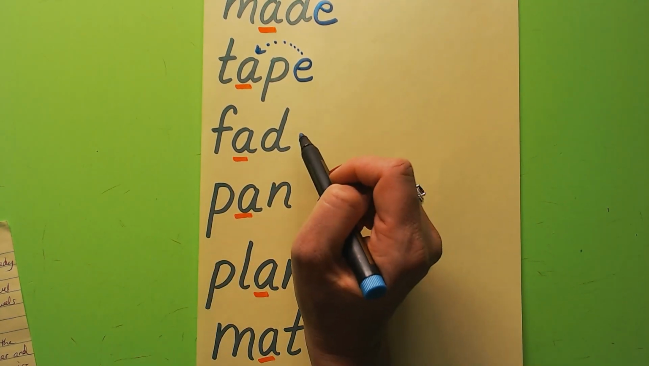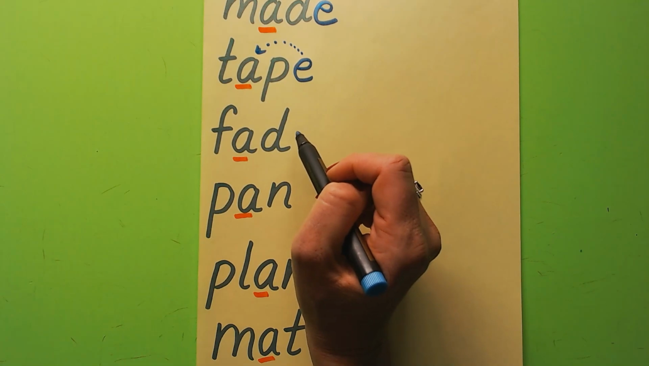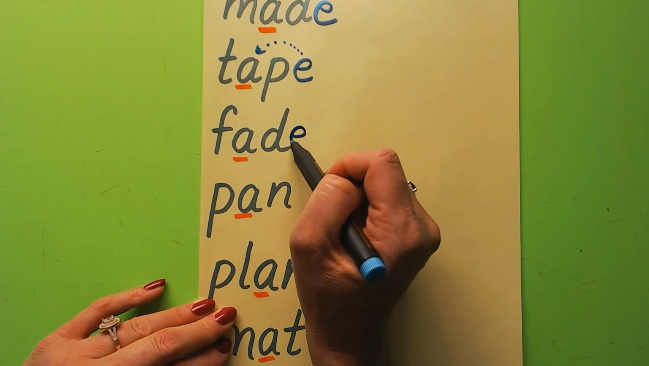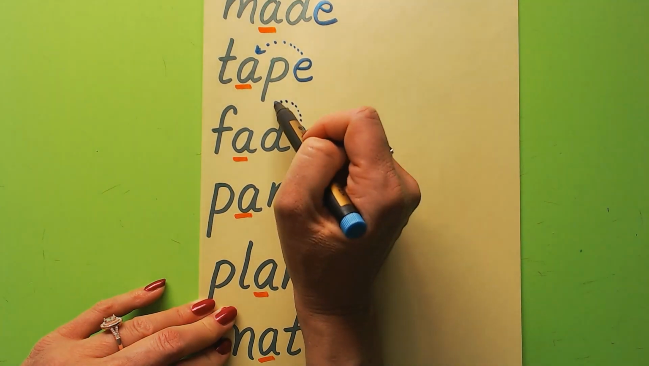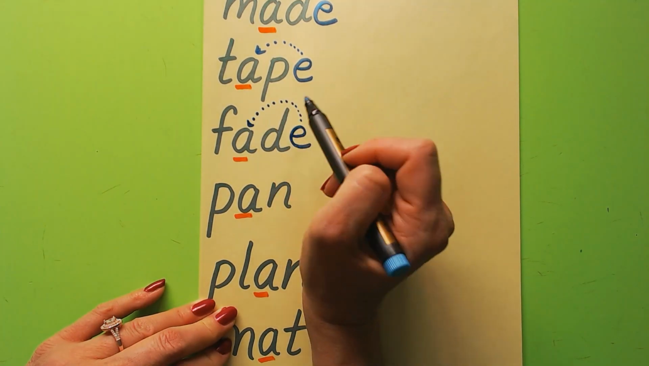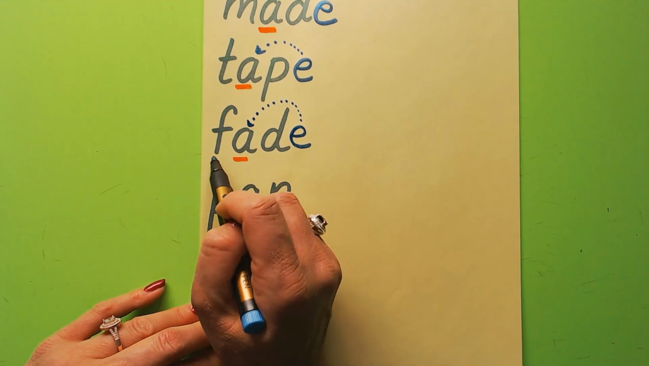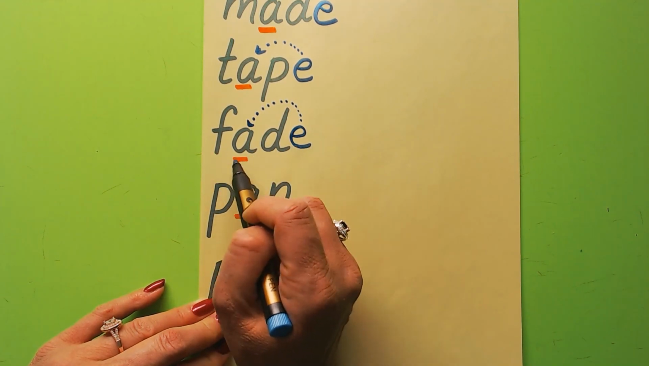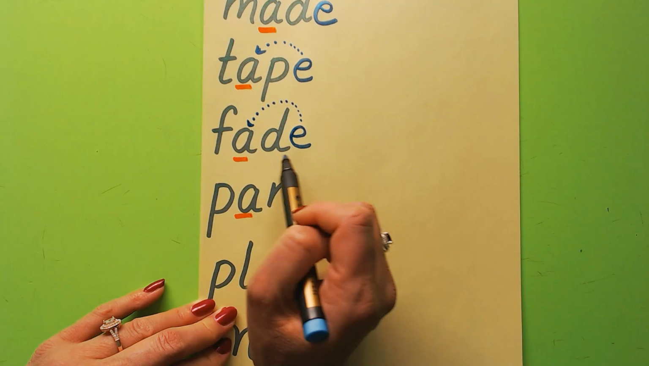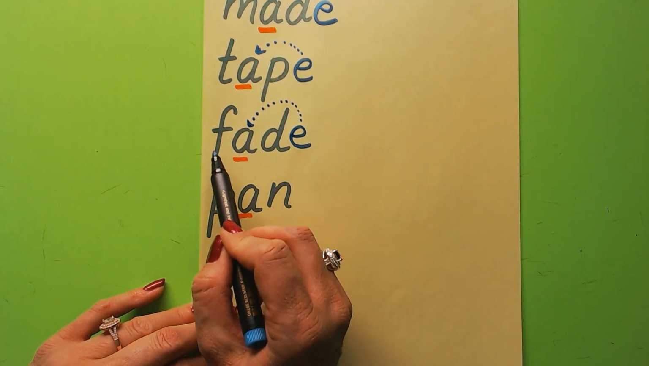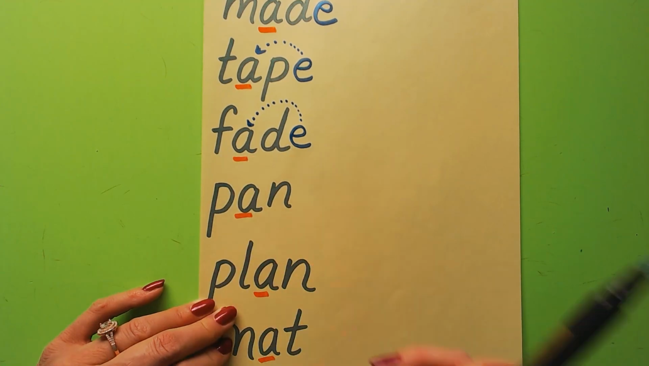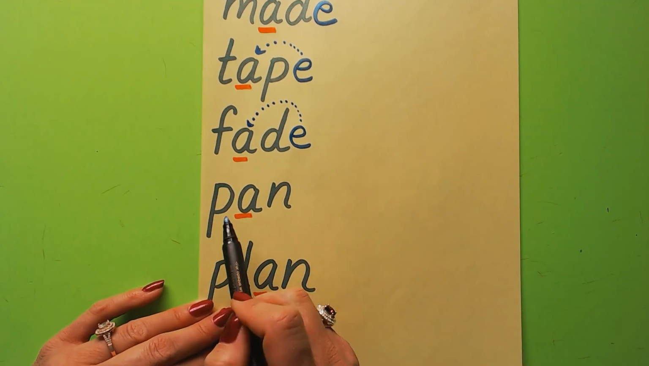Fad. So now we're going to add the evil E. And it's going to say, tell me your name. A. Fade. So curtains, after they've been in the sun a long time, they will begin to fade. Their colors will fade.